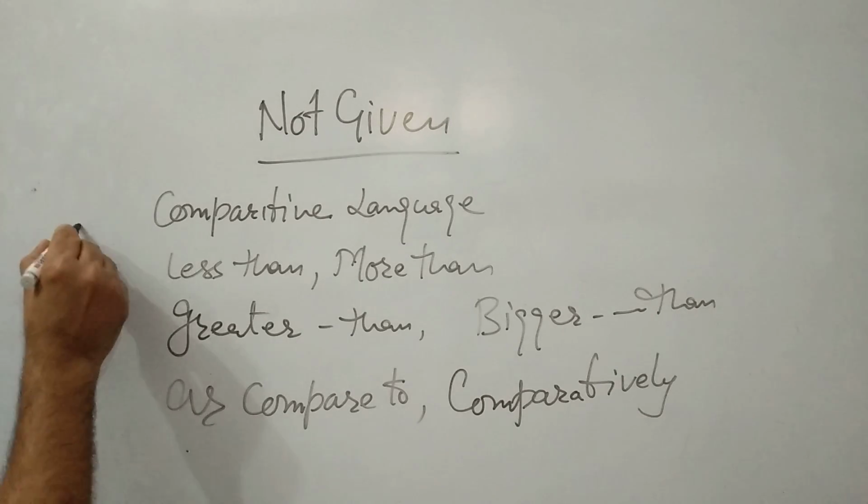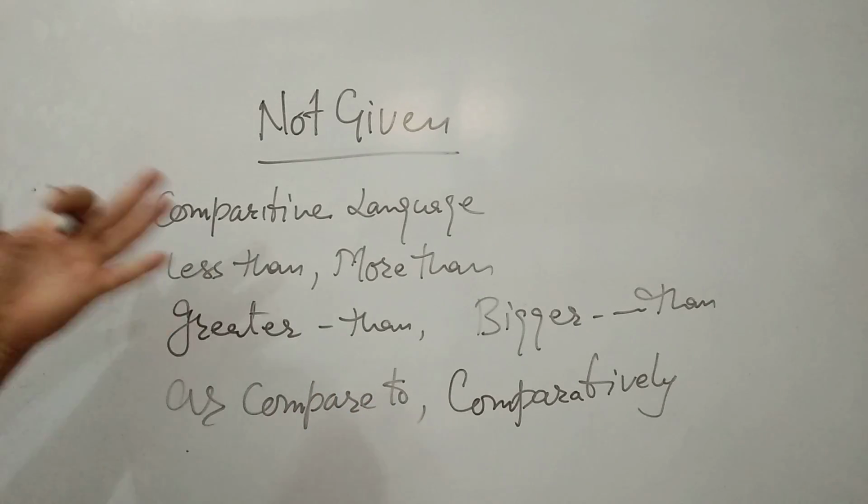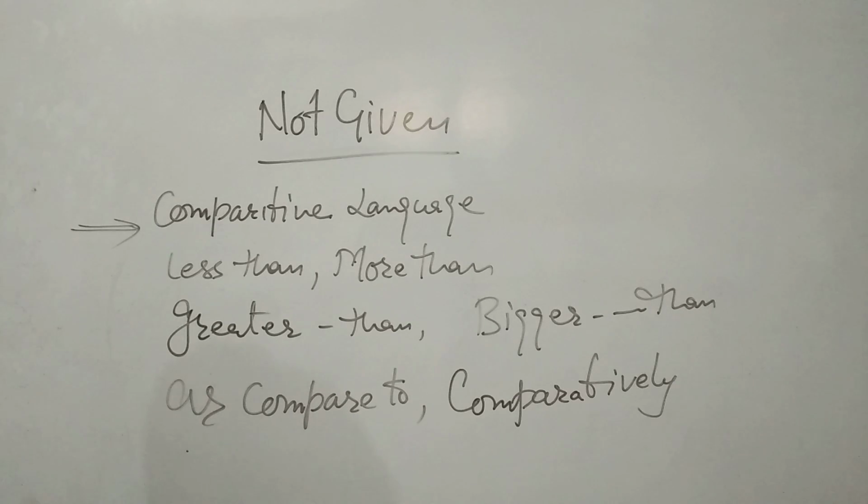For not given, if you find phrases or words that show comparison or depict comparative language, such as less than, more than, greater than, bigger than, as compared to, comparatively, then you need not think much. You can straightforwardly write not given.